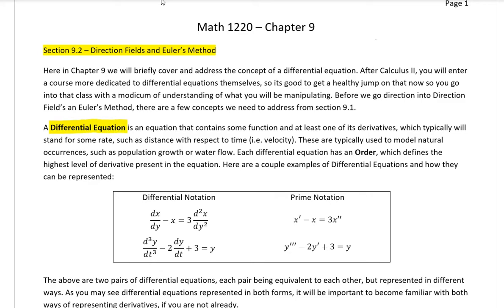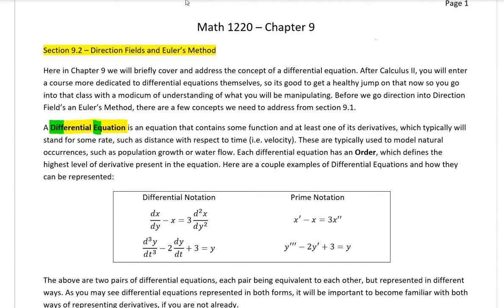Now, a differential equation, or what you'll commonly hear me say, a diffie-q, just taking diffie and EQ. A differential equation is an equation that contains some function and at least one of its derivatives. Note that we say at least one of its derivatives. So it could have just one derivative of it, or another derivative of it, maybe a different degree of the derivative, so like a second or third of it. And those derivatives typically stand for a rate, like distance in respect to time, like velocity.